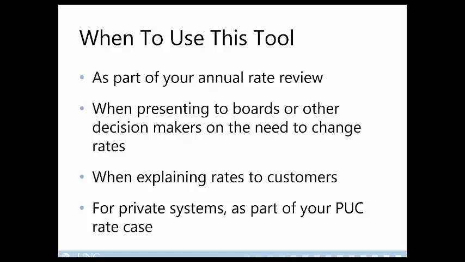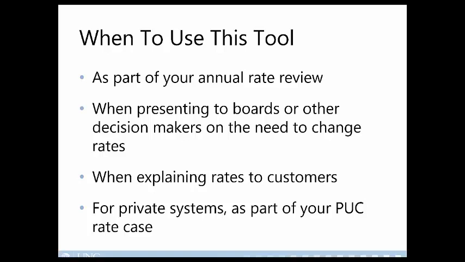A second way that this tool may be helpful is you at a staff level may see very clearly that rate changes are necessary, but you have some folks to convince. And again, primarily here talking about the governmental and nonprofit systems where you have a board of directors that will have to approve the rate changes.